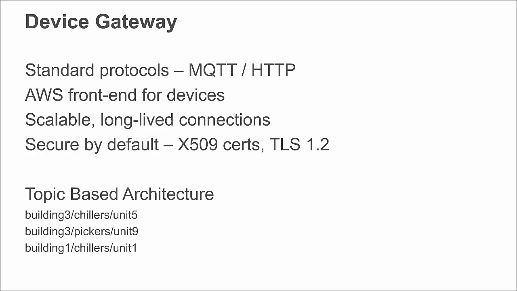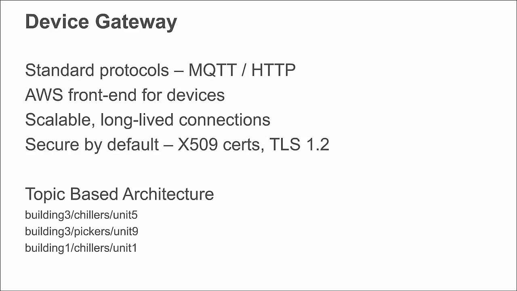The device gateway is the front end for all these AWS services. You can think about this as the first thing that your device would communicate with when it's talking from the field. We're able to present long-lived connections in a scalable manner.